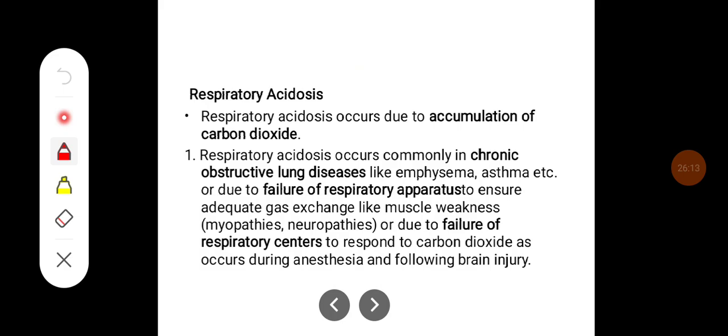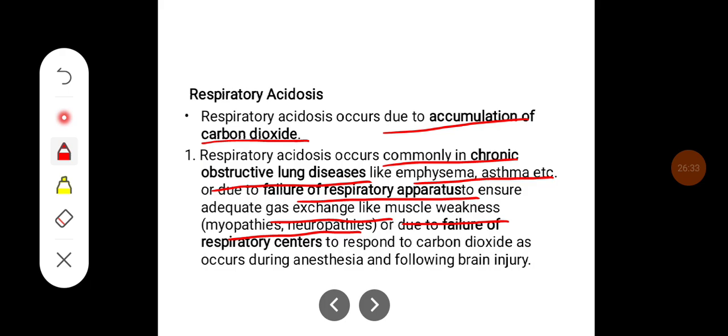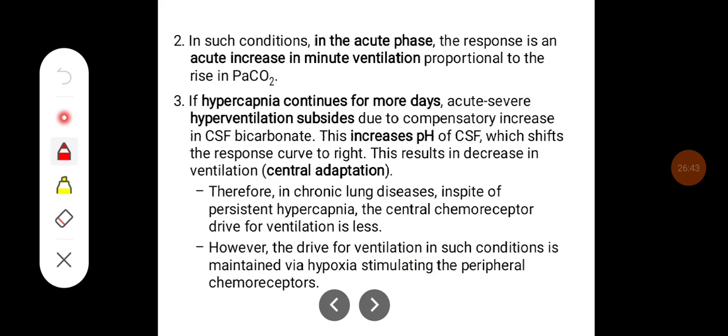Respiratory acidosis occurs due to accumulation of carbon dioxide. It occurs commonly in chronic obstructive lung diseases like emphysema and asthma, or due to failure of the respiratory apparatus to ensure adequate gas exchange, like muscle weakness in the case of myopathies and neuropathies, or due to failure of respiratory centers to respond to carbon dioxide, as occurs during anesthesia and following brain injury.